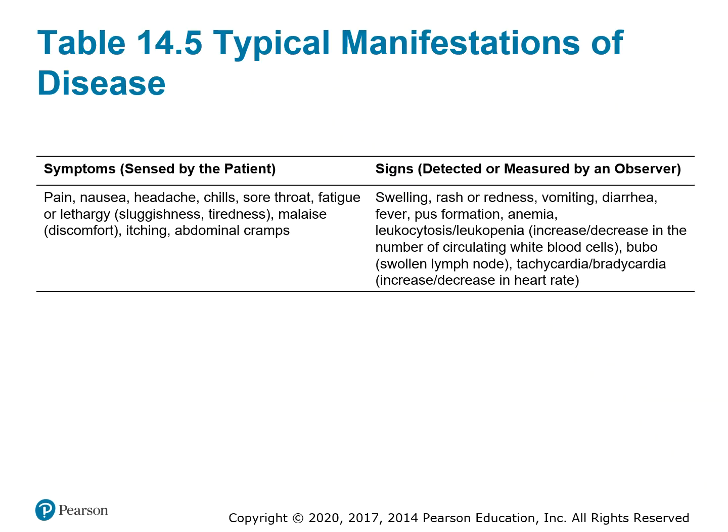So, a little bit more here. Symptoms, these are things that are sensed by the patient. Pain, nausea, headache, chills, sore throat, fatigue, or lethargy. Malaise, itching, abdominal cramps. Those are all things that the patient is telling you that you can't really measure. Now, itching, if there's no sign of a rash, is what they mean there. Signs are things that we can actually see. So swelling, redness or rash, vomiting, diarrhea, fever, pus formation, anemia, and it goes on and on. So things that we can actually measure, that would be a sign.